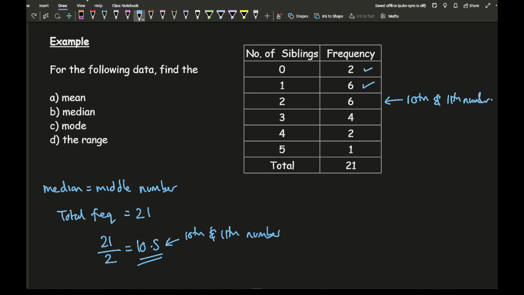So that means that my median is going to be 2. And there we go for that one.